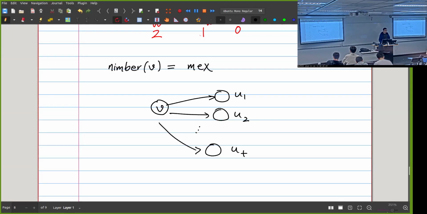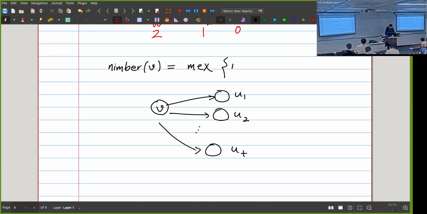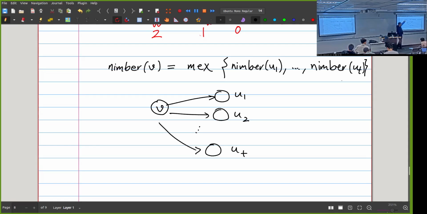So the way I write this is like this. I say mex. Mex is the minimum excluded number. Mex of the number of U1, number of U2, so on to number of UT. So, of course, I can now assign the numbers using dynamic programming. I can just do a topological sort of the states of my program, and I can assign numbers. Okay.